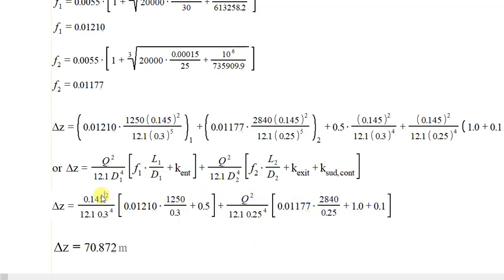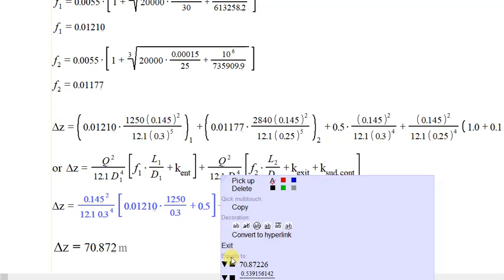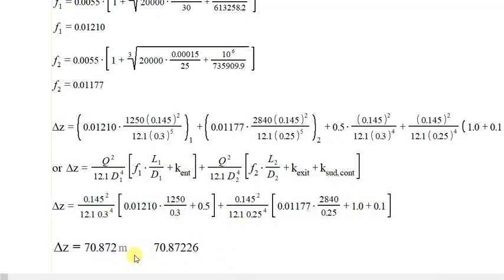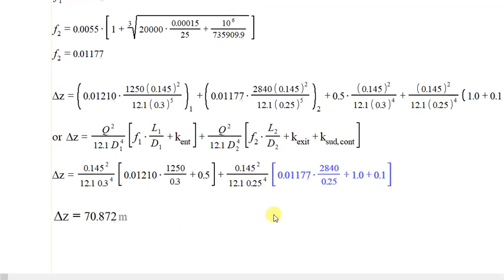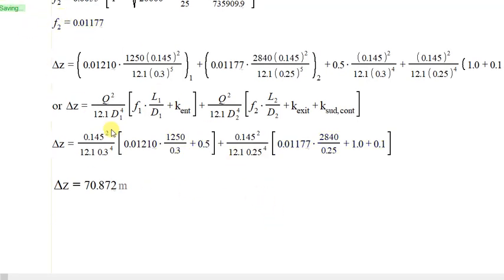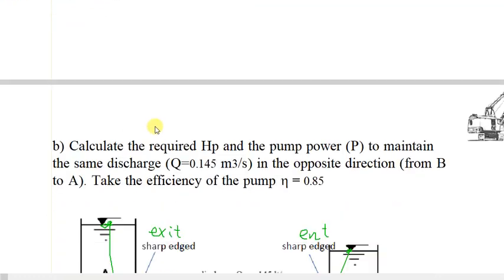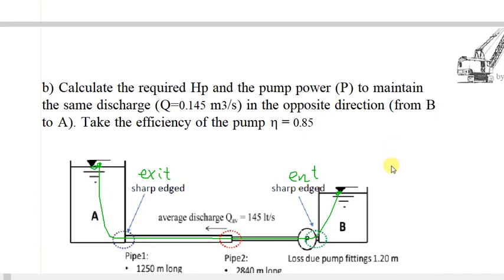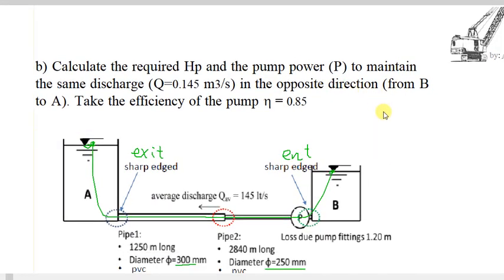So yes, if you now check the answer, it's the same, 70.872, it is the same. Okay then, what is next? Now, the second part of the question says, calculate the required head of the pump and the pump power to maintain the same discharge Q equals 0.145 meter cubed per second in the opposite direction from B to A. So we are using the pump now to change the direction of the flow.